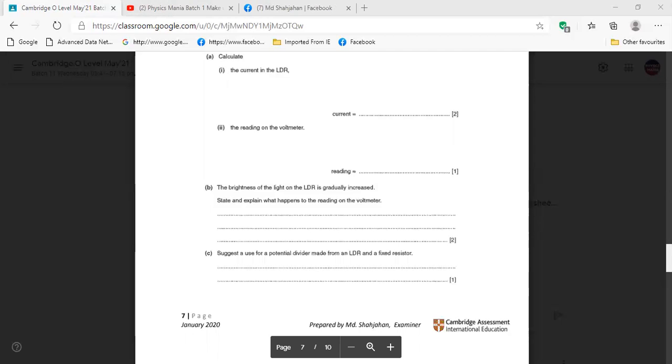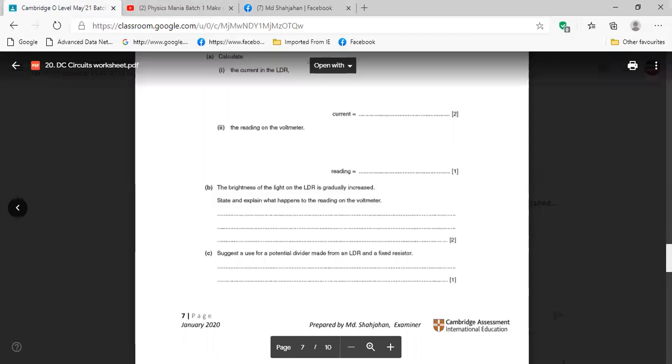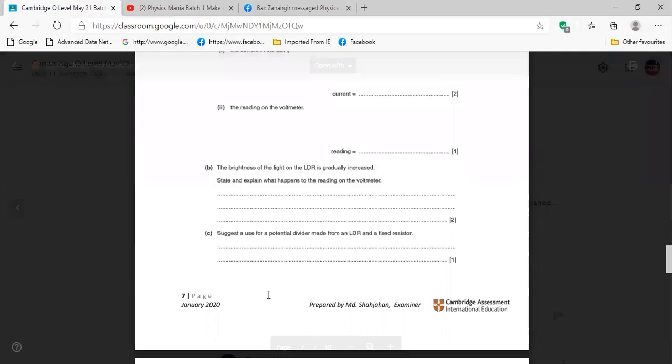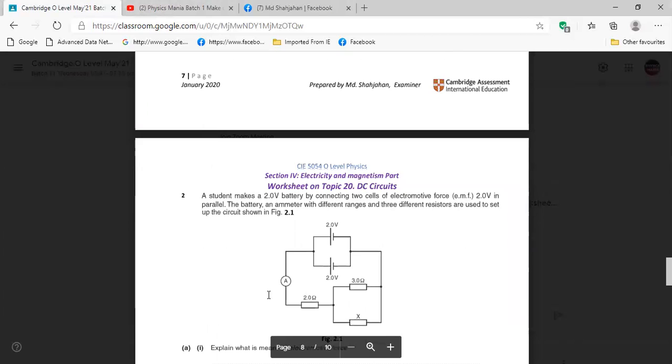Yes, sir. Finished. The next: suggest a use for a potential divider made from an LDR and a fixed resistor. So street light. Yes, street lights, any automatic light switch, right? Light sensor. Yes. Done. Question number 1 is done.